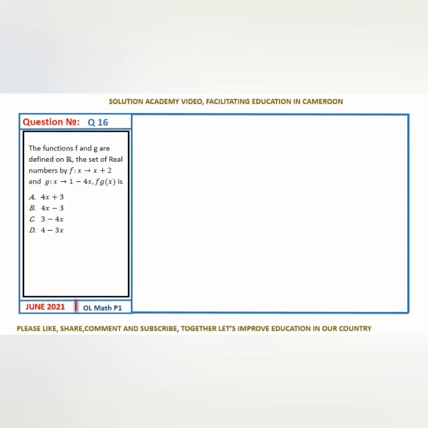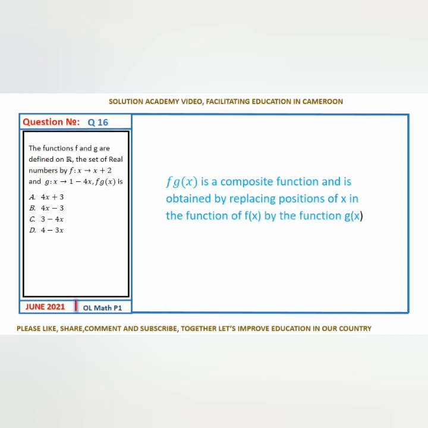They're asking us to find the value of f of g of x. You have to know this under composition of functions. To find f of g of x simply means we go to the function f, which is the first thing we see there, and anywhere we see x in the function f, we replace it with the function g of x. Simple. So let's get started.